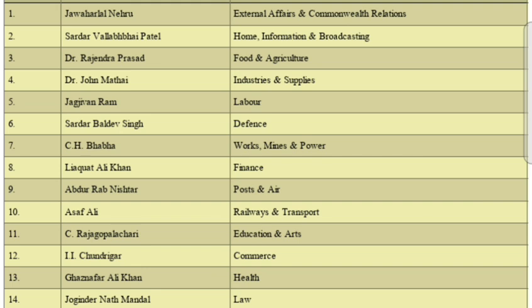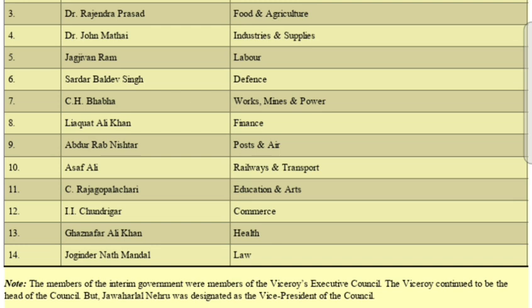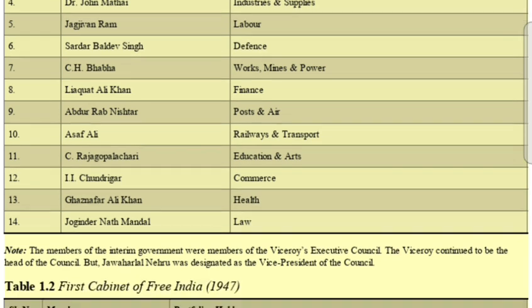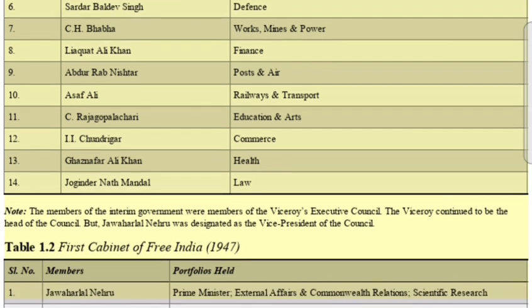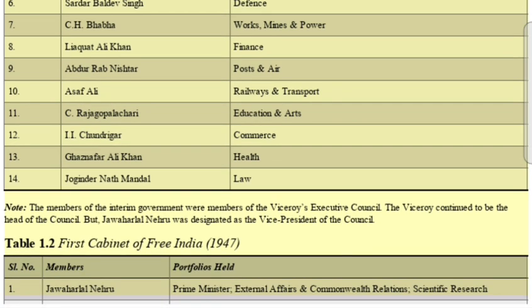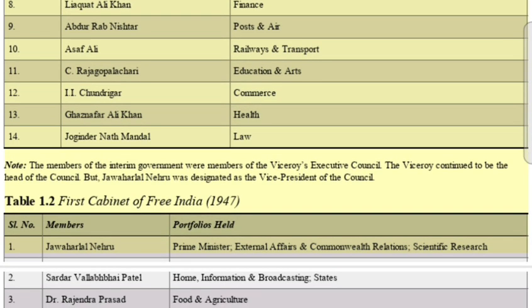7. C. H. Bhabha, Works, Mines and Power; 8. Liaquat Ali Khan, Finance; 9. Abdur Rab Nishtar, Posts and Air; 10. Asaf Ali, Railways and Transport; 11. C. Rajagopalachari, Education and Arts; 12. I. I. Chundrigar, Commerce; 13. Ghazanfar Ali Khan, Health; 14. Joginder Nath Mandal, Law.